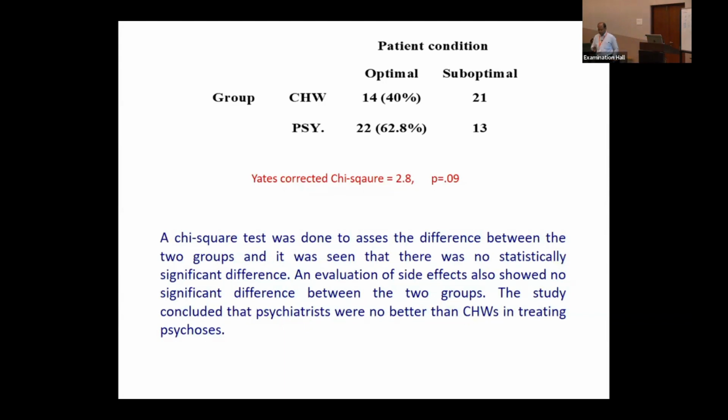What percent is an optimal cure in psychiatrists? This is psychiatrists, 35 psychiatrists, optimal cure was 63%. Here, community health workers, 40%. So 23% difference. But it was not statistically significant because it is 0.09.